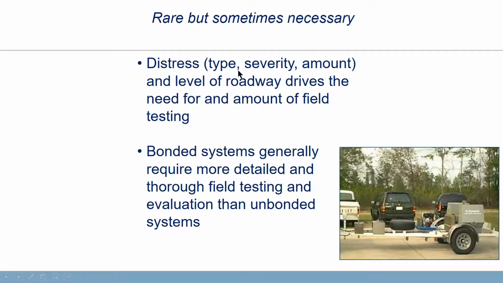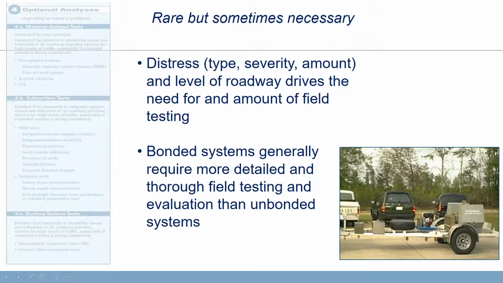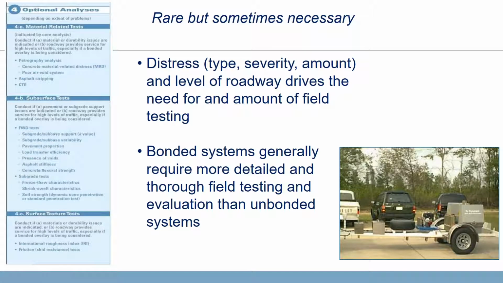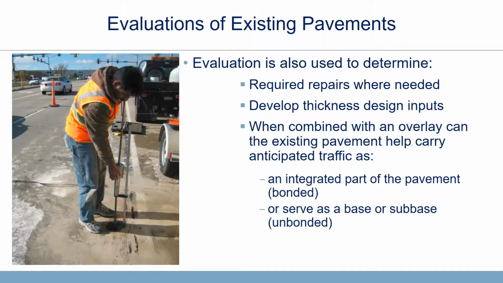Rarely, you might run into looking at some of the distress, type, severity, and amount of roadway that drives the need for an amount of field testing. And the bonded systems, as we mentioned, will require more detailed and thorough field analysis. Again, in the book, there are some optional analyses that are listed that give you some ideas of things that you might consider in the process.